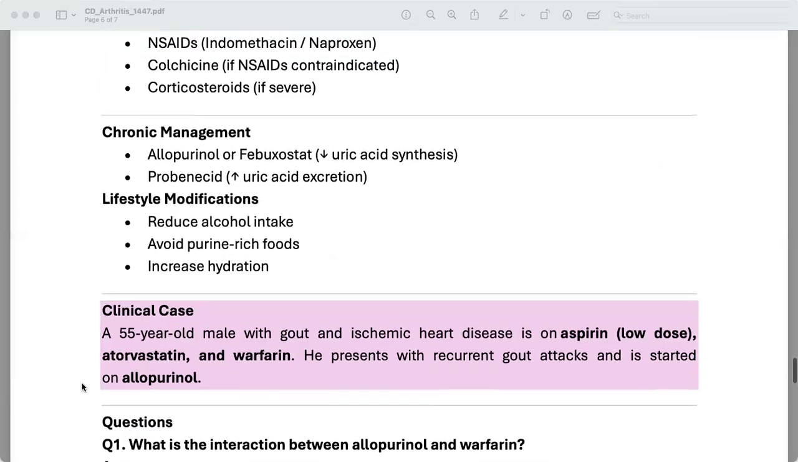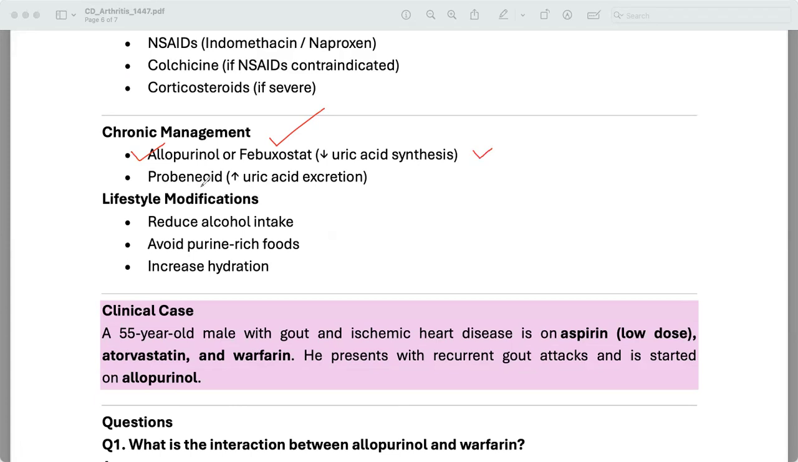Chronic management. Once the pain has subsided or the patient has a chronic stage, then go for allopurinol or febuxostat, one of the drugs. The most commonly used drug is allopurinol. It will decrease uric acid synthesis and thereby reduce the gout.